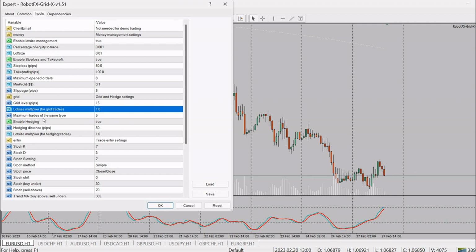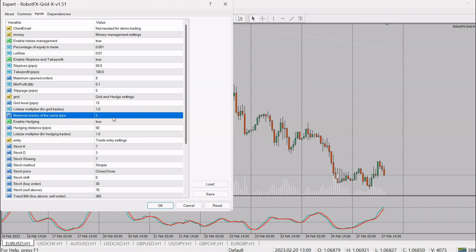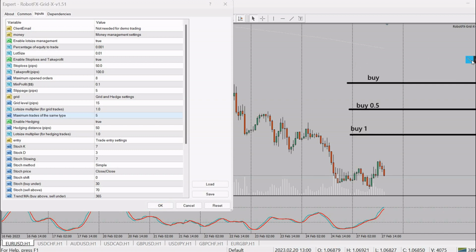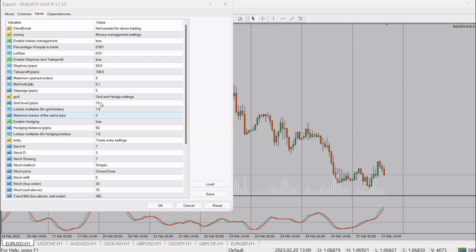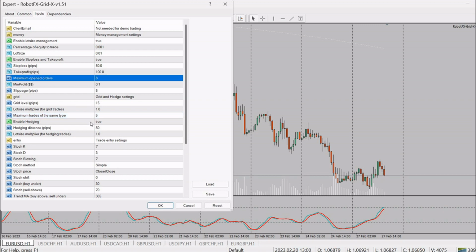Obviously, if you set it to 1, then we will have a fixed lot size for all grid trades of the same kind. We have the possibility to limit the maximum trades of the same type. So by setting this to 5, it means that we will have only 5 buys and 5 sells on the chart at the same time, and this comes before the maximum open, or actually either of them comes before the other. If this is reached, then the expert advisor will not be able to place any other trades.